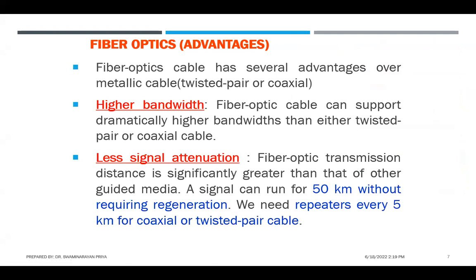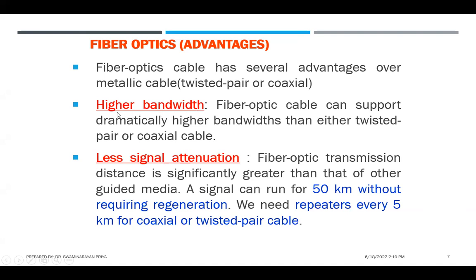Now, fiber optics cable. What are the benefits of fiber optics cable? Because there are three kinds of guided media: twisted pair, coaxial cable, or fiber optics cable. So what are the benefits of fiber optics cable compared to twisted pair and coaxial cable that are given here? So the first benefit, the first advantage, is very high bandwidth, right?